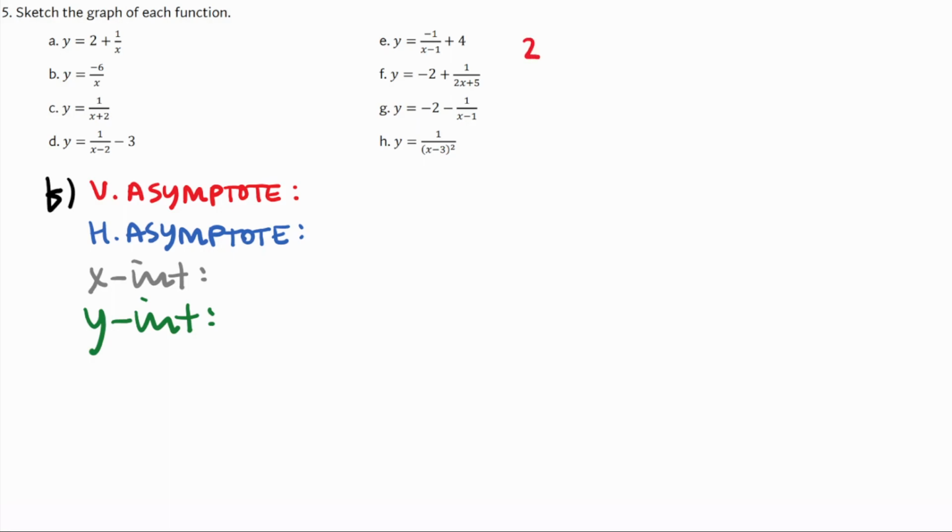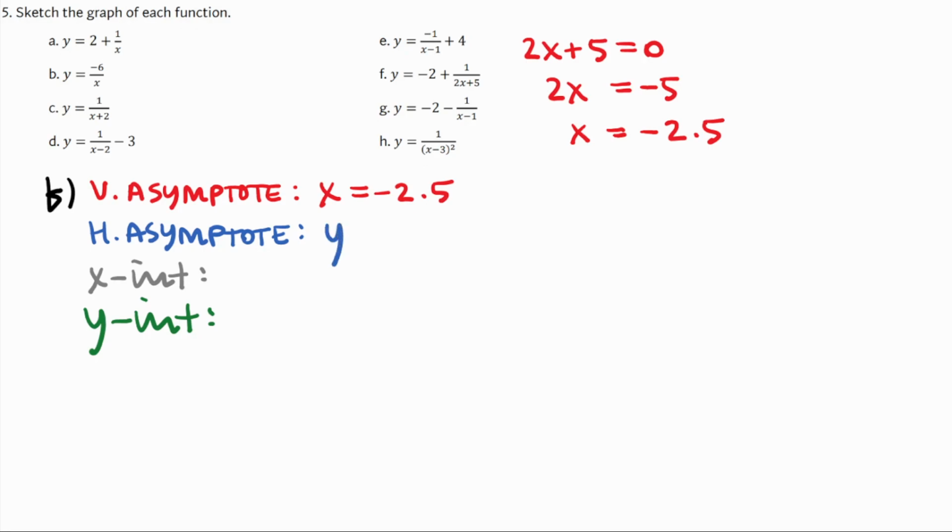What kind of x gives you a denominator of 0? 2x plus 5 equaling 0. 2x equaling negative 5. Divide by 2. Negative 5 halves is negative 2.5. Right, the horizontal asymptote: negative 2 plus a fraction is not going to be able to equal 0, but we'll approach 0. That's going to be y equals negative 2.